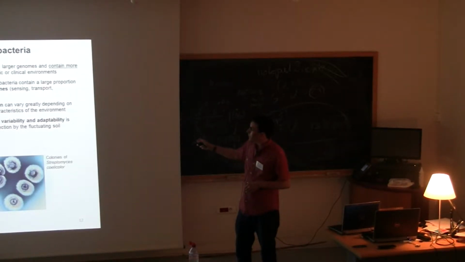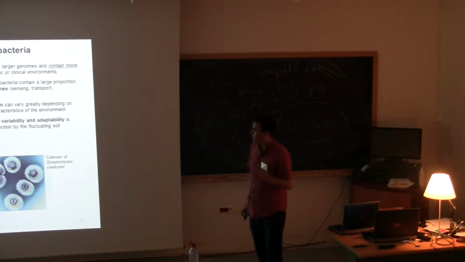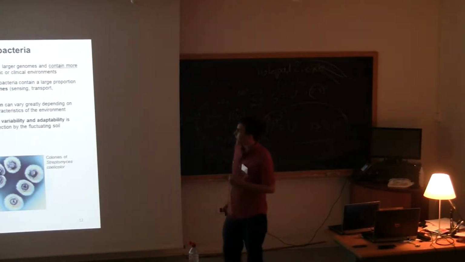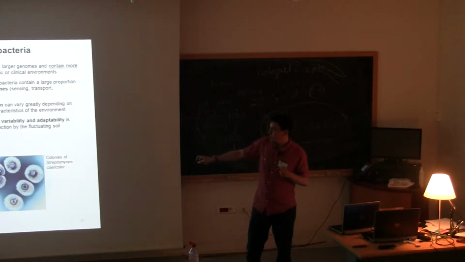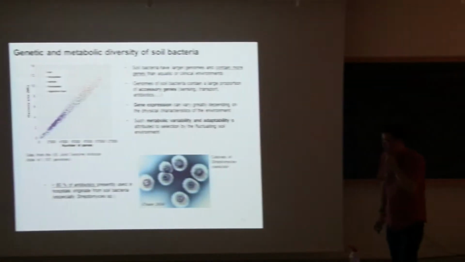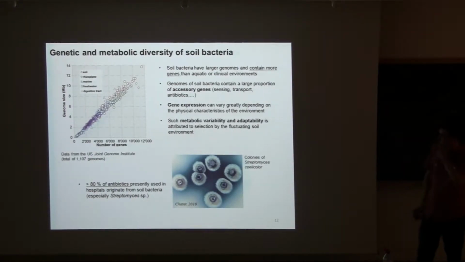So a lot of those genes are so-called accessory genes. That means they are not essential to the bacteria, but they help them in specific tasks. For instance, they help them sense their environment, transport molecules, and produce antibiotics. As a side note, I think it's important to know that more than 80% of the antibiotics that are currently used in hospitals originate from soil bacteria, such as Streptomyces here. It's a huge contribution of soil microbes to our own well-being.